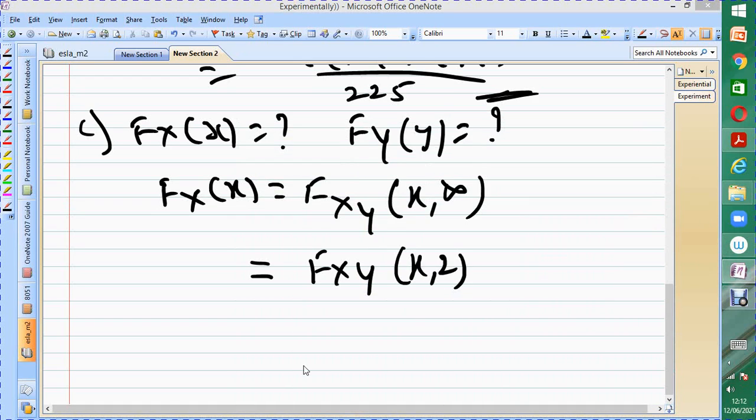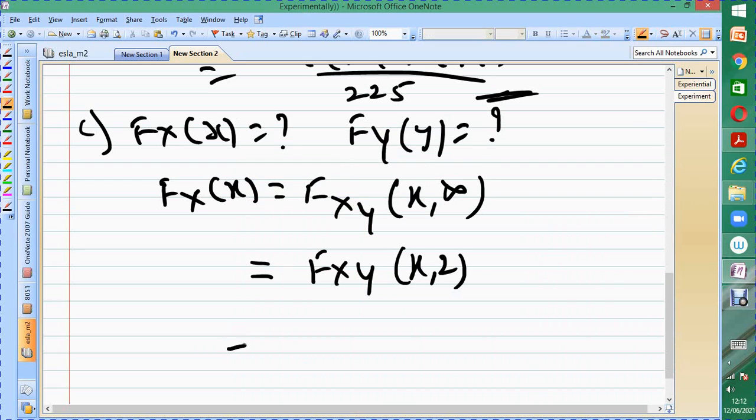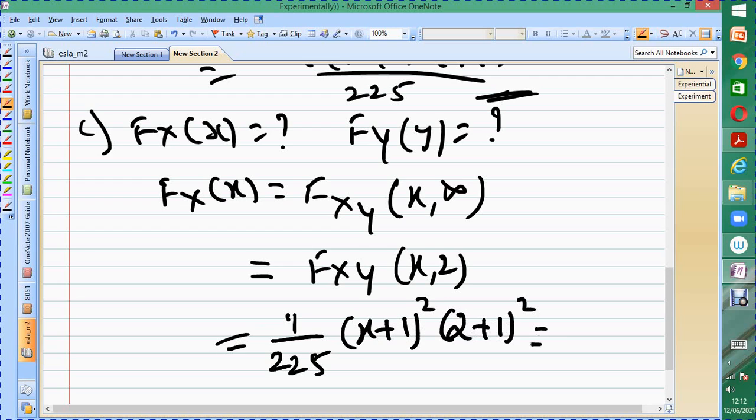Substituting y as 2 here. In the equation of f(x,y), we get 1 by 225, and (x+1) whole square is a variable that we are going to keep as it is, and in the place of y we will be taking (2+1) whole square. So that will be giving the equation as how much? The (2+1) whole square is nothing but 3 square, that is 9 by 225 into (x+1) whole square. So you can simplify this to get the answer in the simplest form.